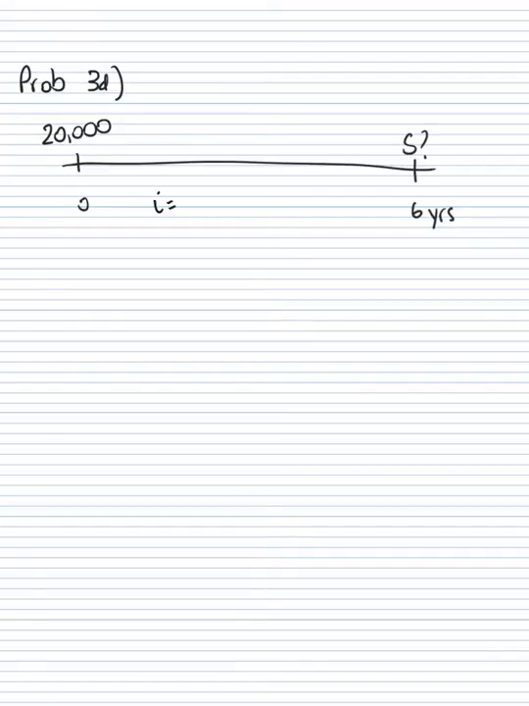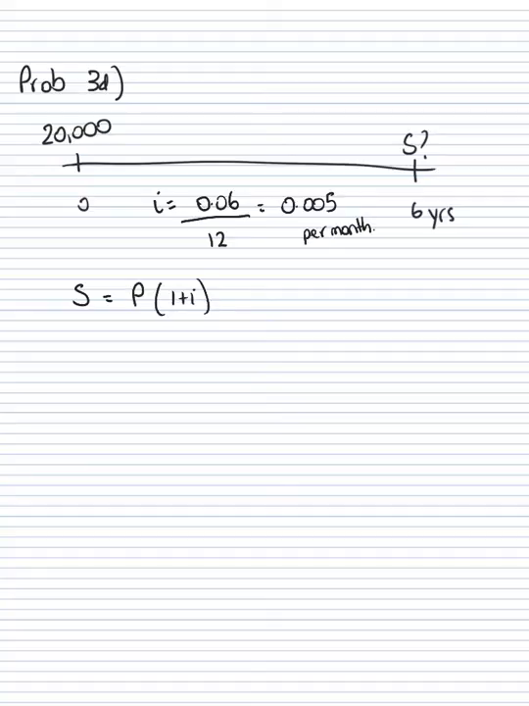And the interest rate is 6% per annum, but it's compounding monthly, so we divide that by 12, which is 0.5% per month. So in this question, we've been asked to calculate an accumulated value. It's compound interest, so it'll be S equals P outside of 1 plus i to the n.